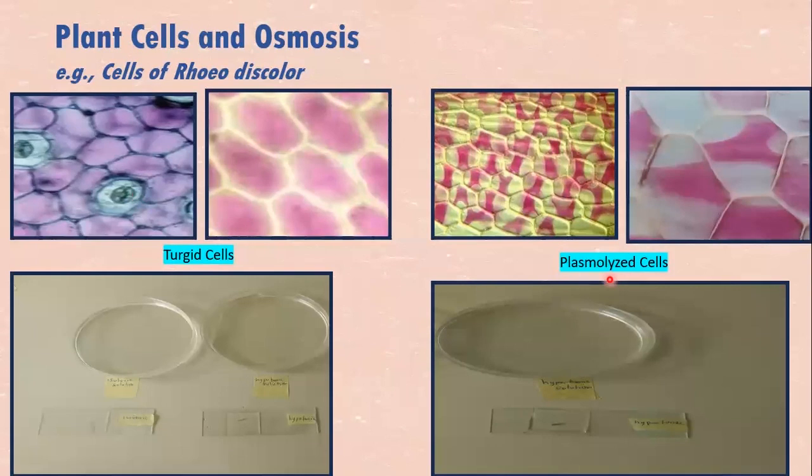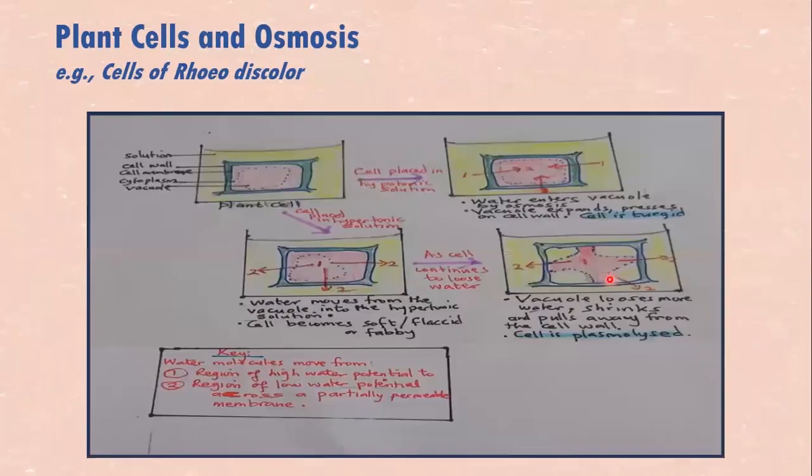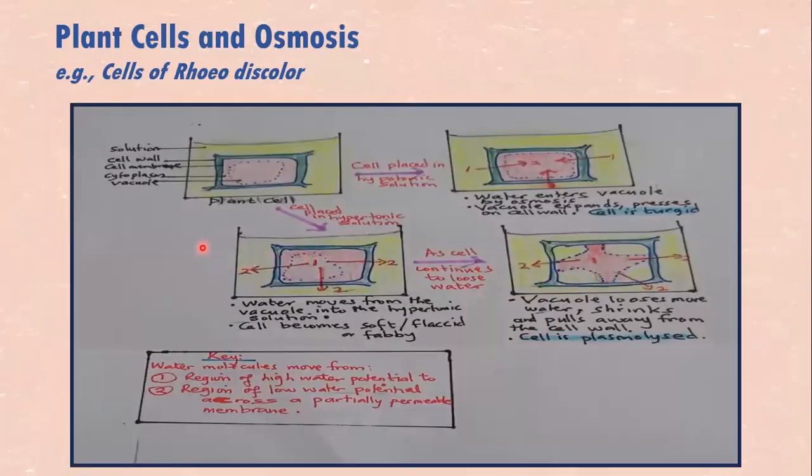That's the osmosis process. So we have here this illustration that we have made. This is a plant cell in a solution on a microscope slide. So this plant cell is placed in a hypotonic solution.